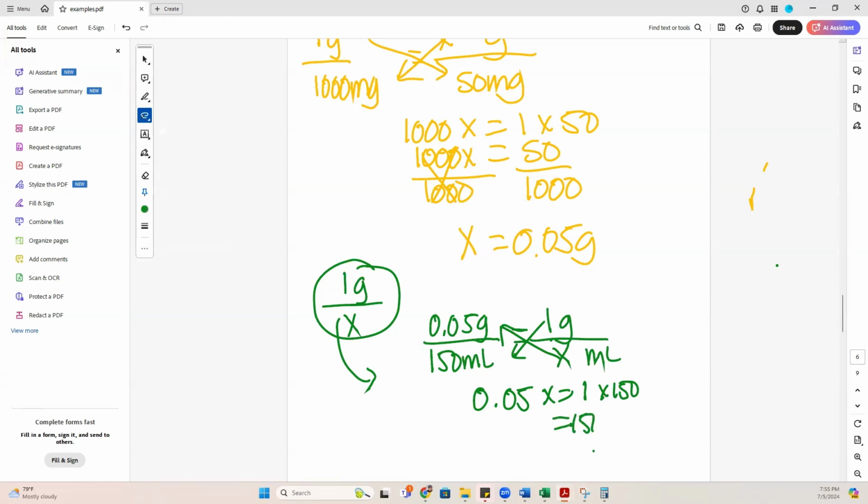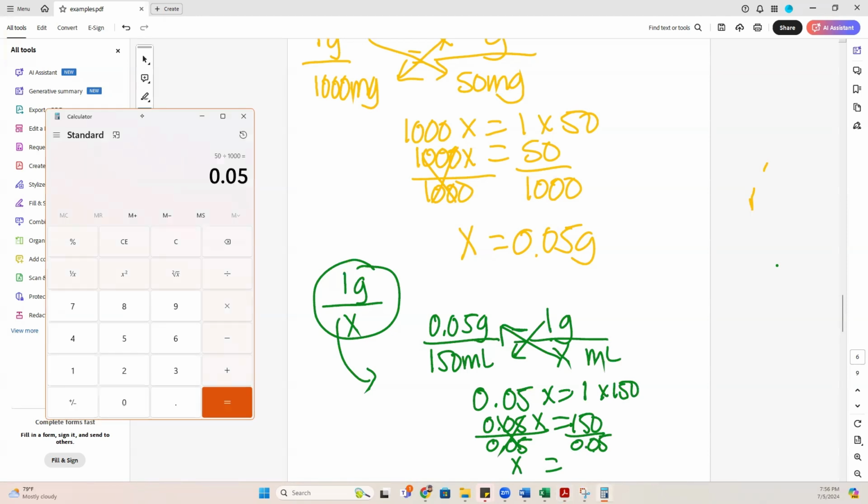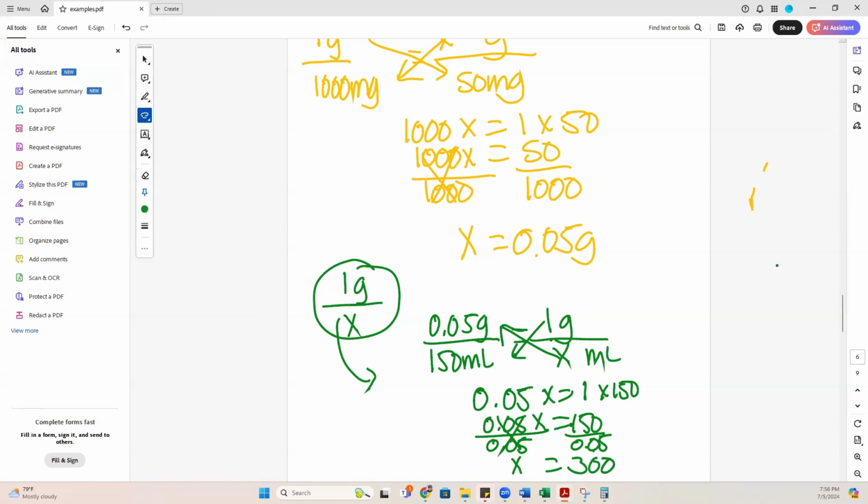Which we know is 150. And we have 0.05 X. We want to get rid of that to have X alone. And we're going to do 150 divided by 0.05, which gives us 3000 ml. So essentially our ratio here, we got rid of all of our math stuff. It would be 1 gram to 3000 ml. And we know from all the other problems that that is the same thing as 1 to 3000. And that is the ratio strength.